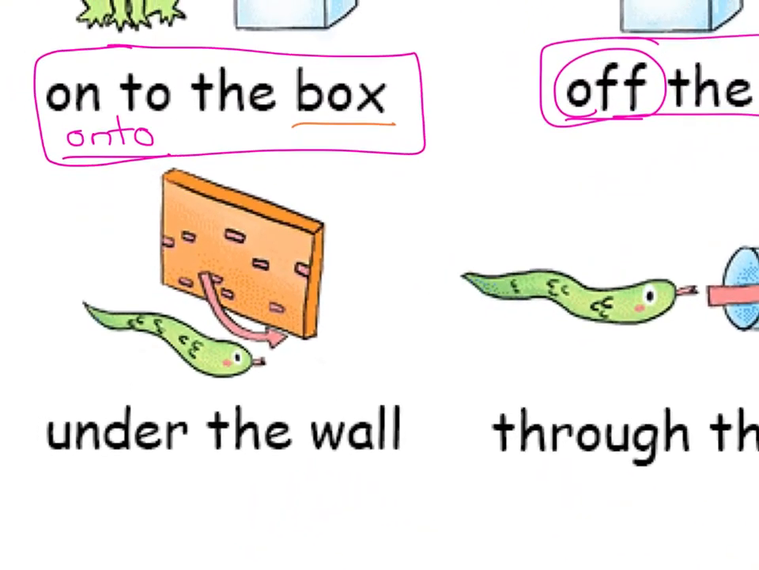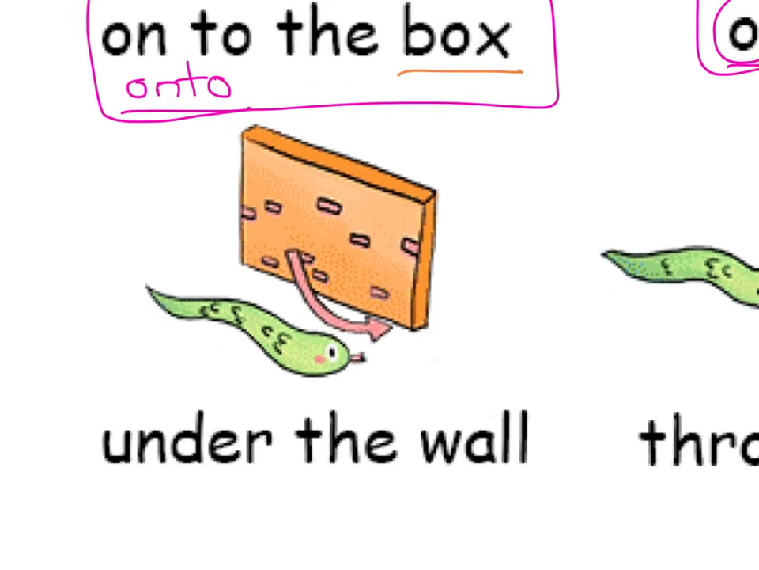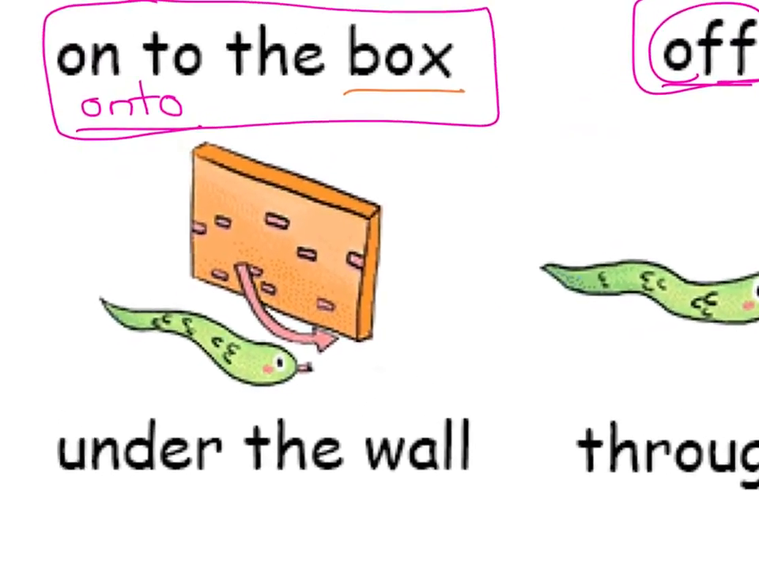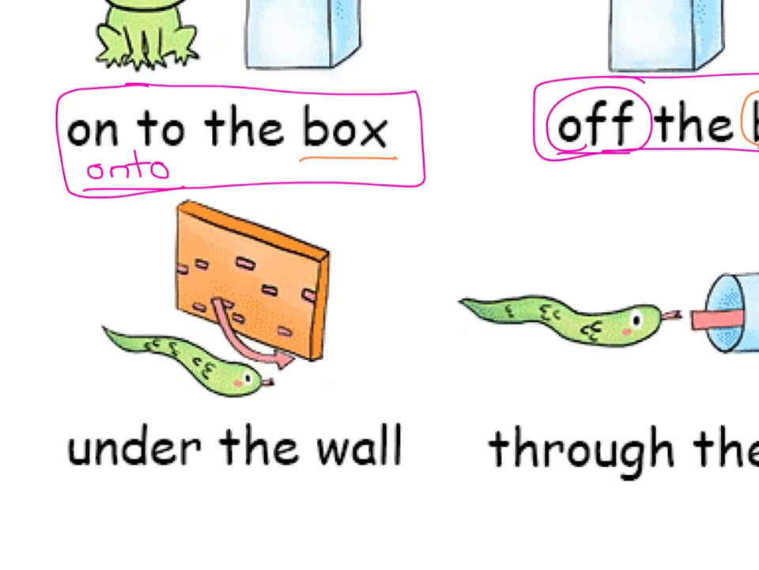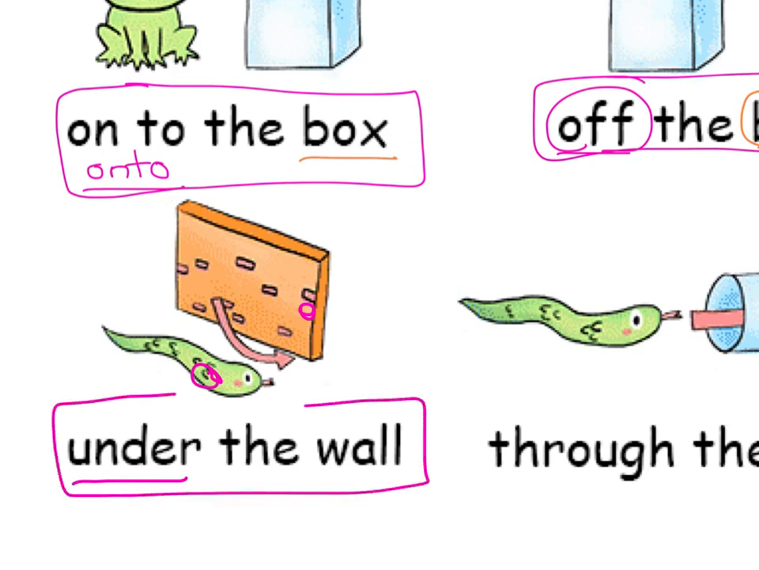Here, oh my goodness, what is this? Is that supposed to be a worm or a snake? I think that's a snake. Here the snake is going under the wall. So this is the snake right here. Here's the wall. The snake goes under the wall. Here's our prepositional phrase, and here is the noun at the end.